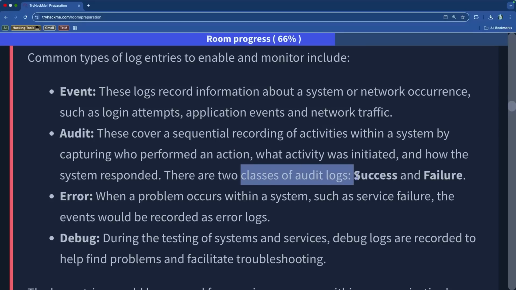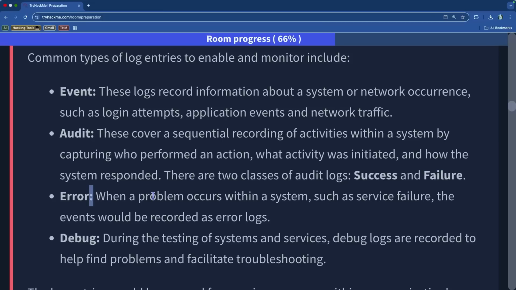There are two classes of audit logs: the success audit and the failure audit. So if something was successfully audited, that means that activity was run successfully, and whatever the result of that activity was actually did happen. If there's a failure log, that means it didn't happen. So a success log for somebody logging in means that they were able to successfully log in. A failure audit would mean that they were not able to successfully log in.